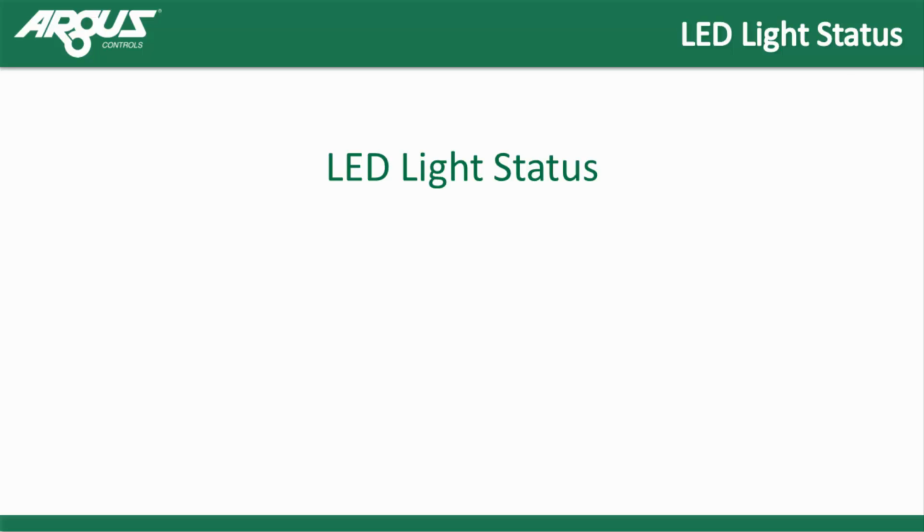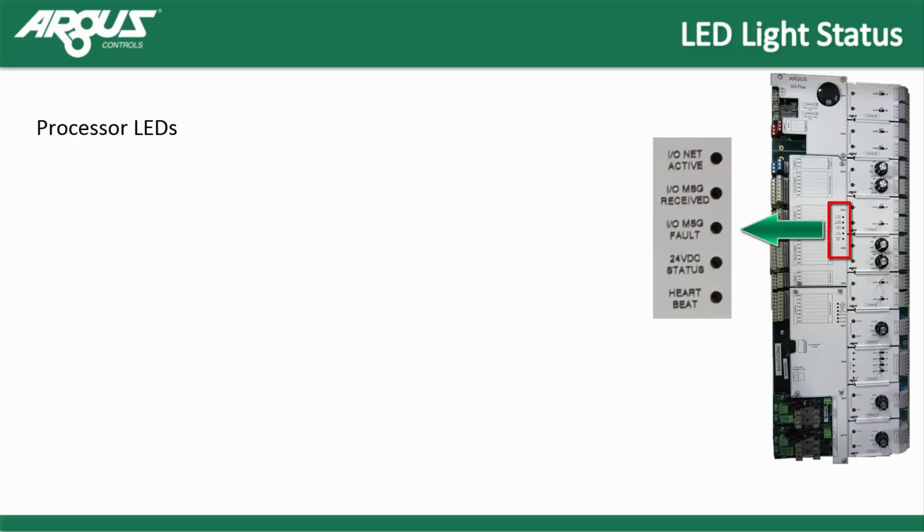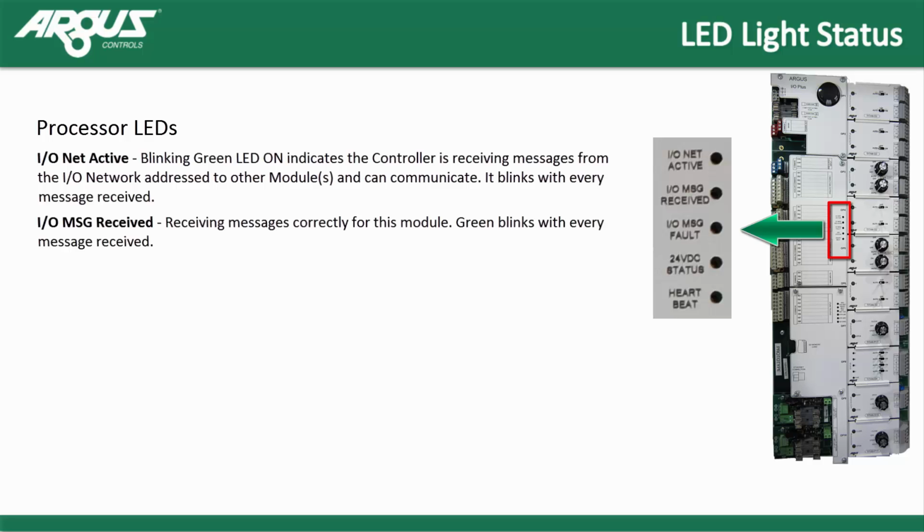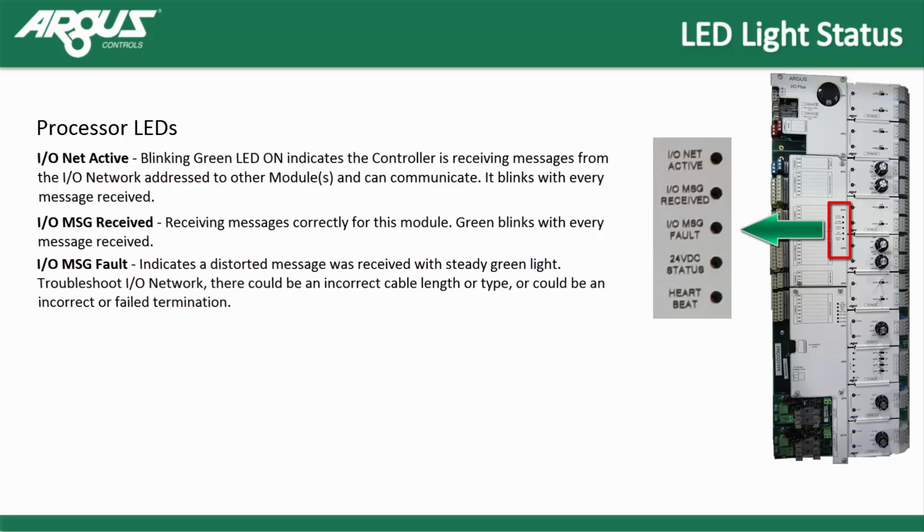LED light status. Processor LEDs. I/O net active. Blinking green LED on indicates the controller is receiving messages from the I/O network addressed to other modules and is able to communicate. I/O message received. Messages are being received correctly for this module. Green blinks with every message received. I/O message fault. Distorted message received with a steady green light. Troubleshoot the I/O network. There could be an incorrect cable length or type or an incorrect or failed termination.